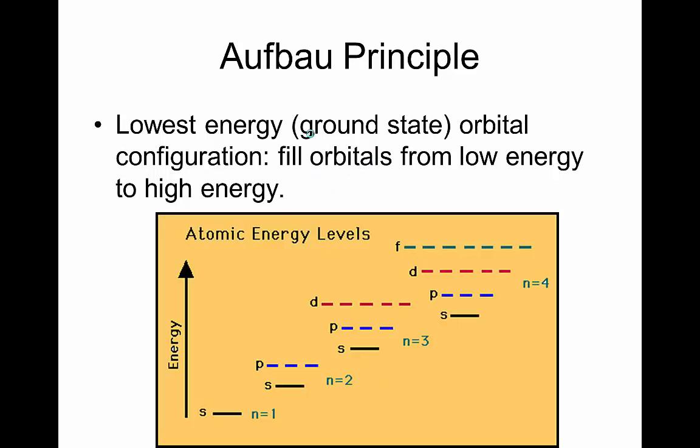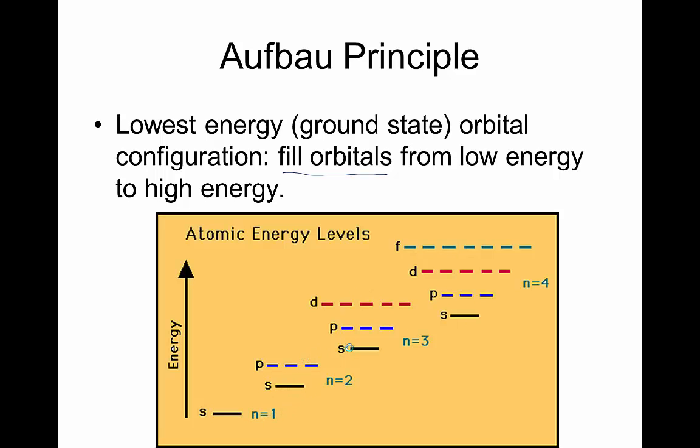Aufbau is a German word, and it means building up. So we want to get the lowest energy of the ground state. So what we do is we fill orbitals, so that just means assign electrons to orbitals, from low energy to high energy. So the first place we want to put an electron is down here in the 1s orbital. As we continue to add electrons to orbitals, we're going to move up higher and higher in energy. So this follows that same filling pattern in terms of energy that we just talked about.